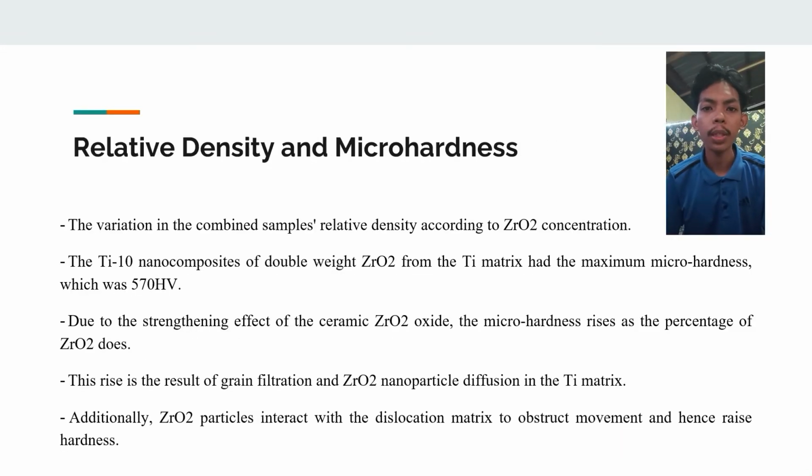Hi, my name is Mohamad Fitri. My part is micro hardness for Ti nanocomposites with different weight percentages of ZrO2 in the Ti matrix.